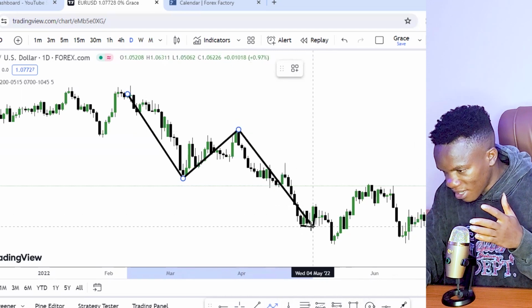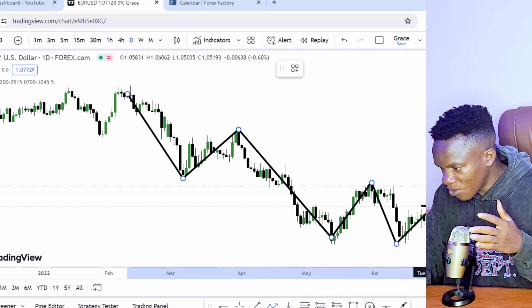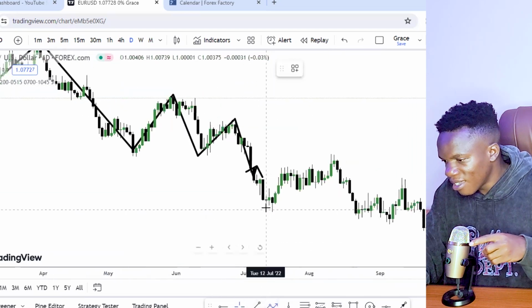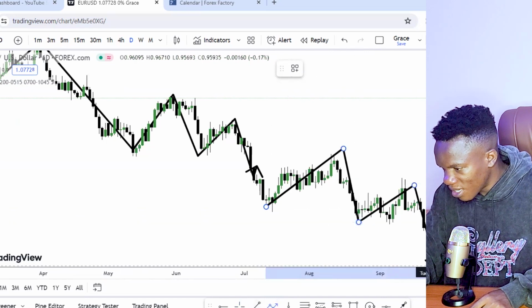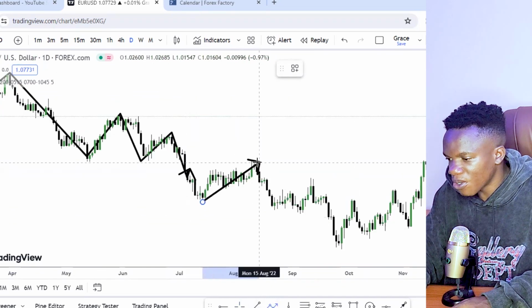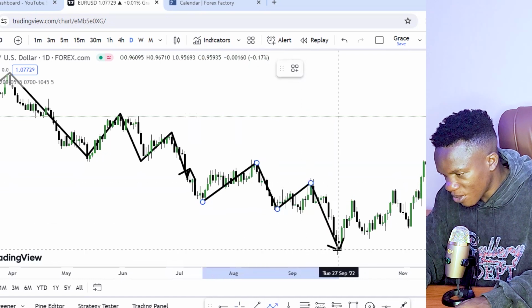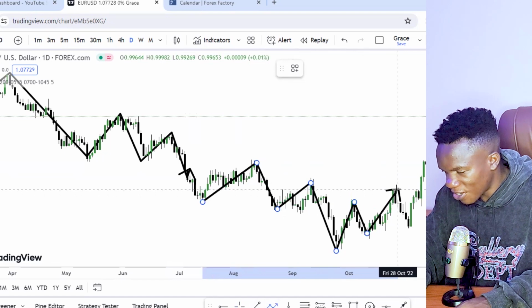They will expand, then another consolidation, expand, consolidation, expand, and so on and so forth. So what we have here again is another consolidation, expansion, consolidation, expansion, consolidation, expansion, until there was a change in direction that year.